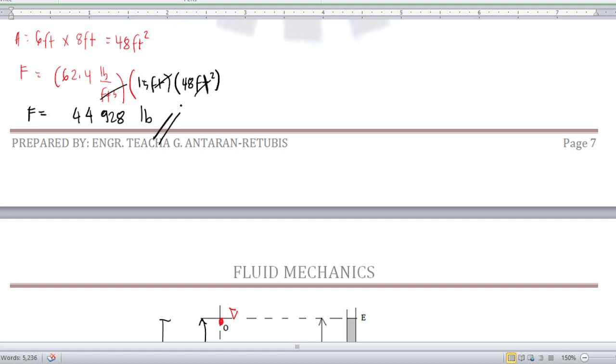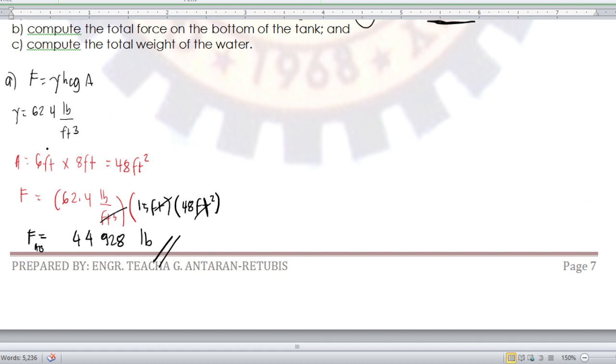That's for letter A. Again, let's name this as FAB. Now, how about for letter B? What's the question for letter B? Compute the total force on the bottom of the tank. Take note, class. Force on the bottom.